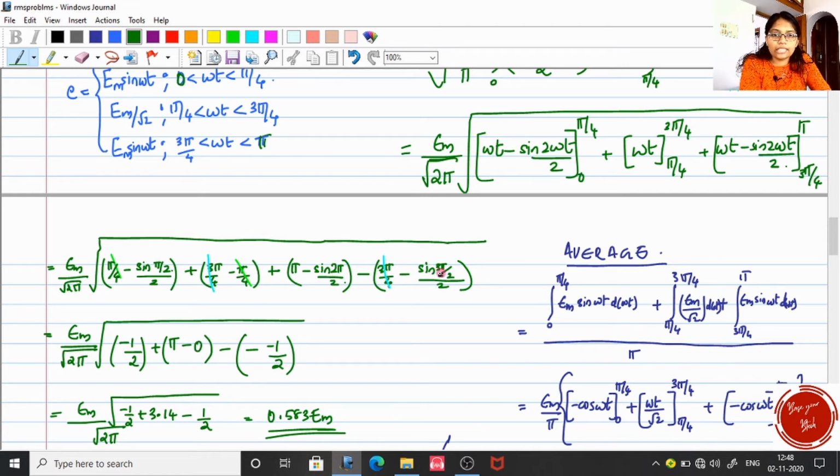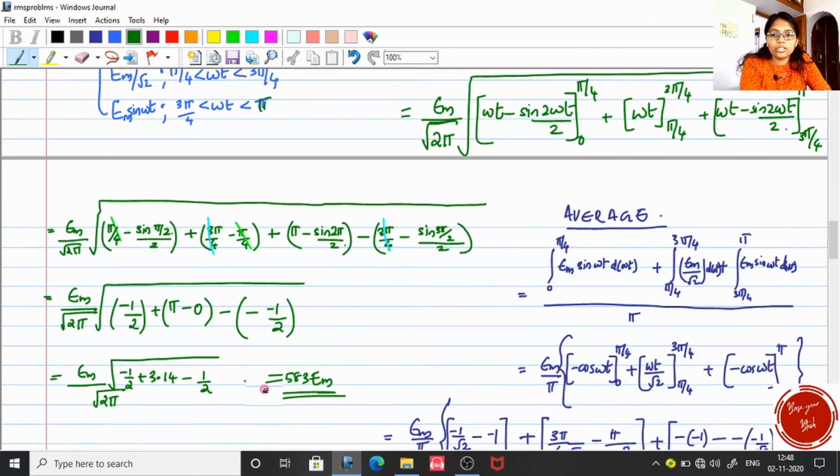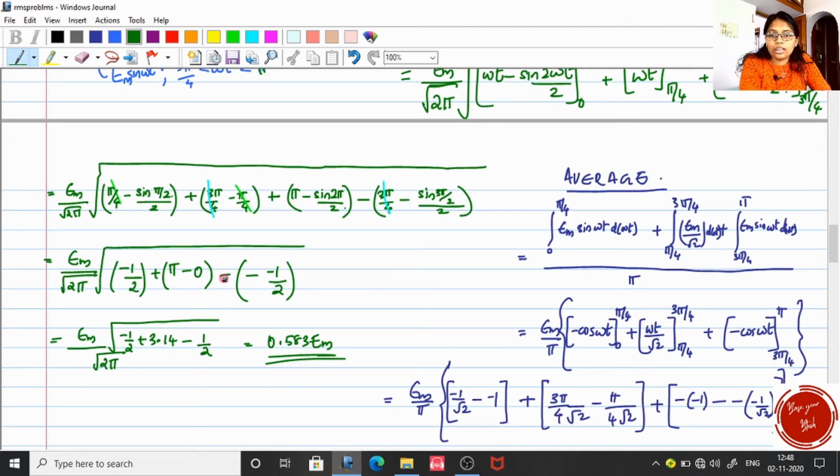Next is minus sin, what is sin 3 pi by 2? It is negative 1. So this negative is here, this negative is here, and the sin 3 pi by 2 value is negative 1 divided by 2. So you will end up with a net sign that is negative, so negative half minus half plus 3.14. You will have your value of RMS, that is 0.583 Em.